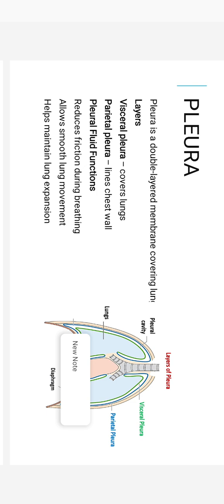Next, pleura. The lungs are surrounded by a thin double-layered membrane called the pleura. The pleura consists of two layers, the visceral pleura and the parietal pleura. Between these two layers, there is a small space called the pleural cavity, which contains a small amount of fluid known as pleural fluid. This fluid acts as a lubricant and reduces friction during breathing. Since lungs continuously expand and contract, friction would occur if this fluid were absent. Pleural fluid also helps maintain negative pressure inside the chest cavity, which is important for lung expansion.